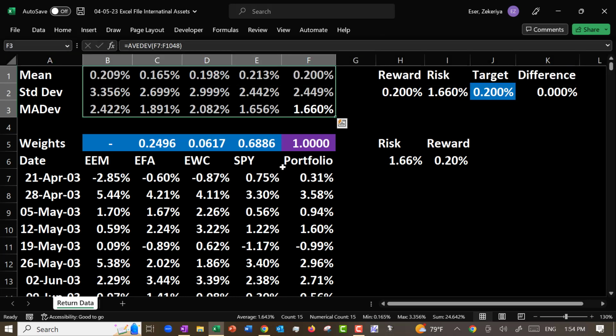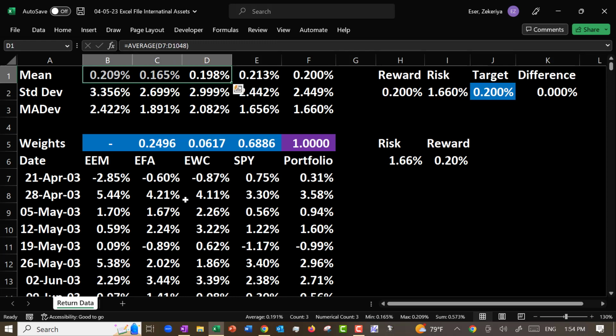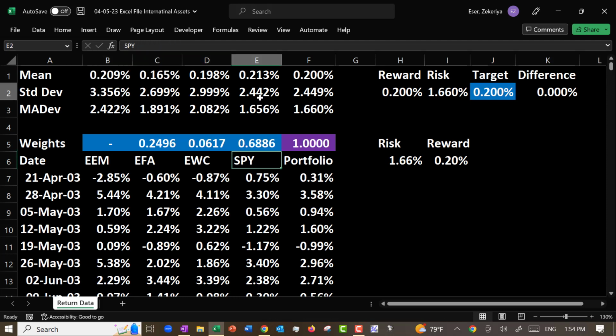If you look at it, the average return for S&P 500 is higher than all three assets, and the risk for S&P 500 is lower than all three assets. But somehow, the so-called minimum variance portfolio doesn't have all SPY. That's because some of the correlations can be negative.